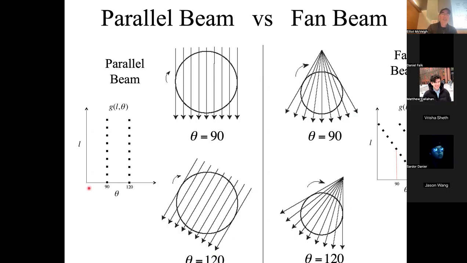So let's plot g(L, theta) in a theta plane here and an L dimension here. So I've got theta on this axis, L on this axis. For each theta, in this case 90, I just plonk down all my values that I measure as a function of L, change theta to 120, plonk down all my values on L for that angle. And in doing that, I'm going to build up a two-dimensional function in the g(L, theta) plane, right, that represents all of my raw data. Okay.